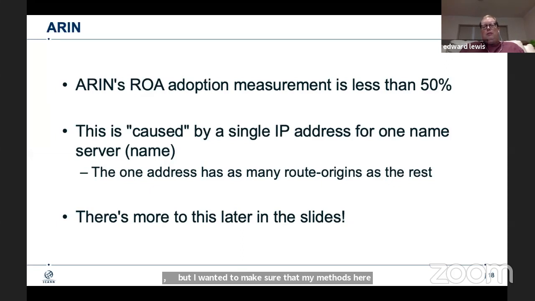And it turns out, I don't have a slide to say this, but in ARIN, they use roughly 10 or 12 addresses for all of their zones. And of the 10 or 12, all but one of them is covered by ROA. The other address, though, has about 10 routes to it. It's outsourced somewhere else, and so just by law of numbers, their percentage goes way down. So that helps explain that. But there's more to this later in the slides too.